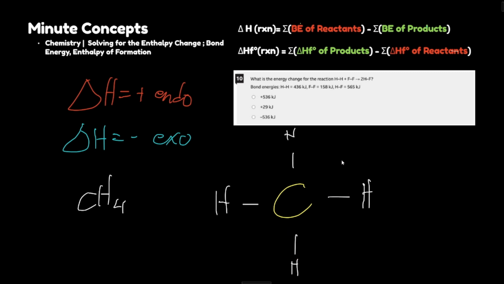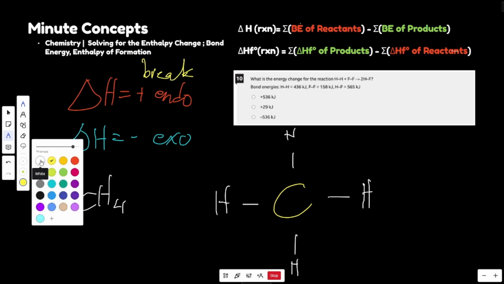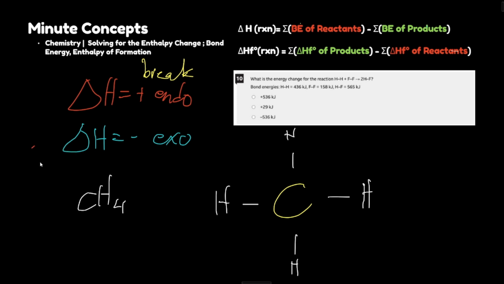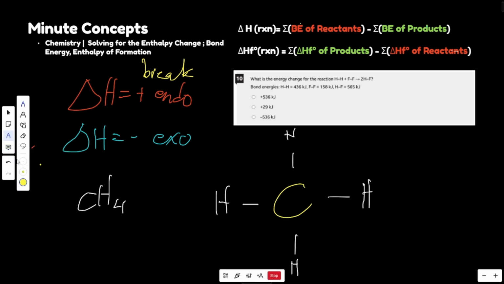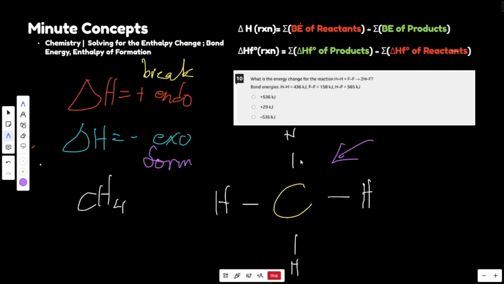Now, if you recall from the last video, endothermic is bond breakage, so this is break, while exothermic is forming, so this is form. If we want to break these bonds, we need to have an endothermic reaction, because we want to add energy to the system to break these bonds.